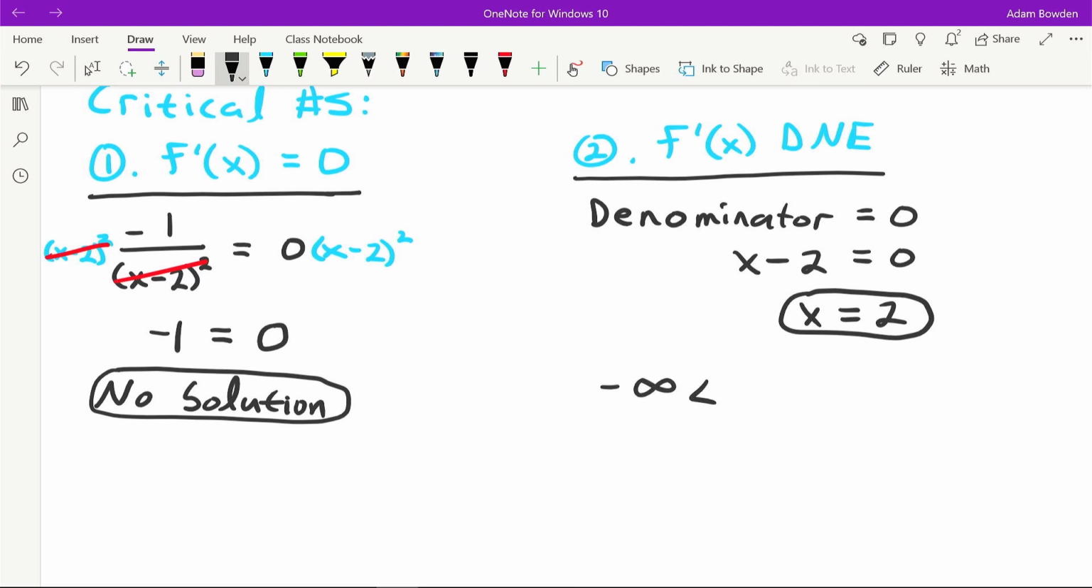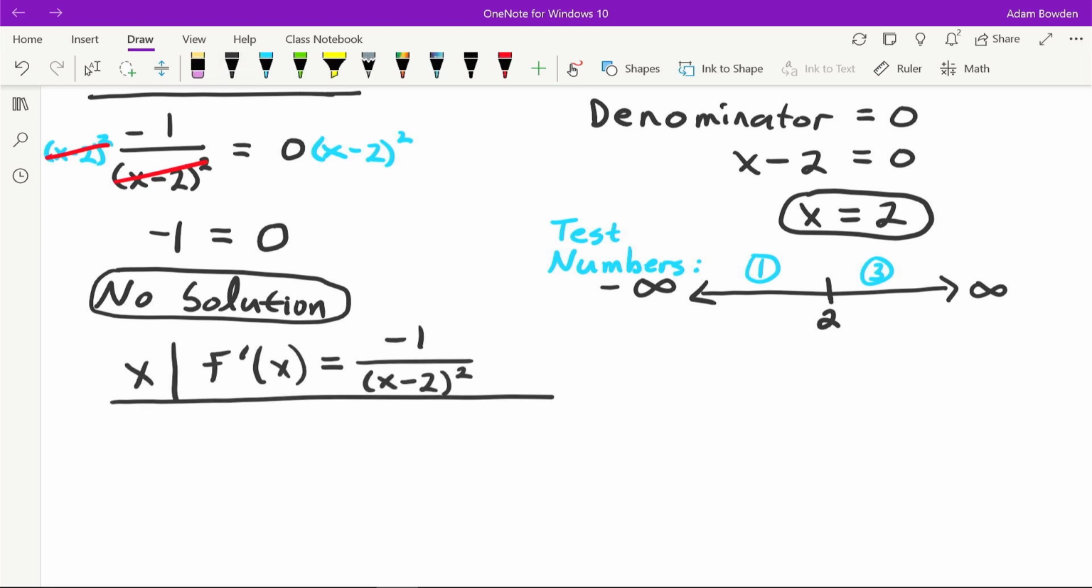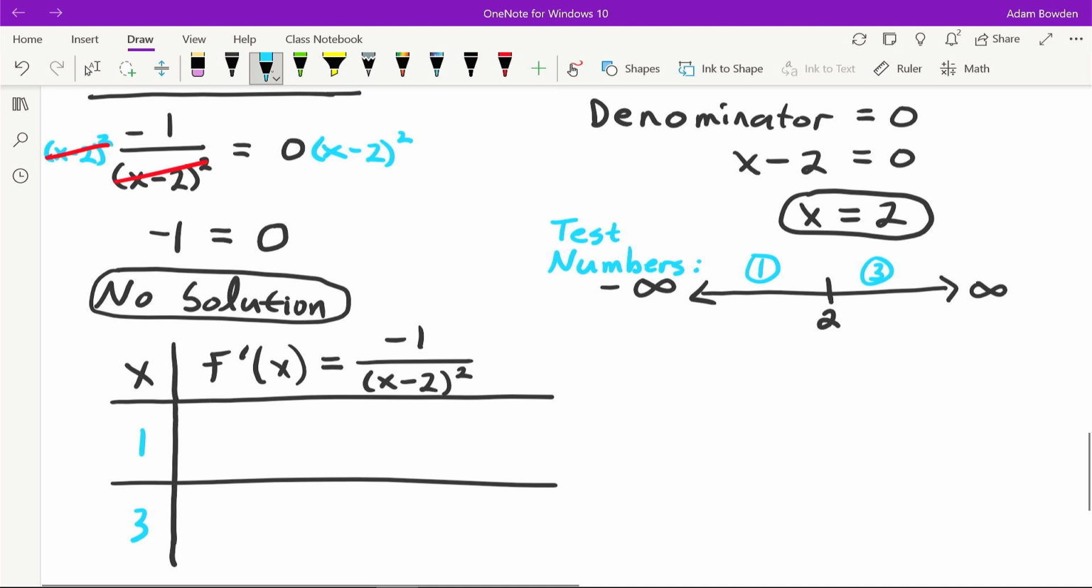What we do with that critical number is we consider the number line here. We put our critical number inside there and consider some test values on either side. I'm going to use the test values 1 and 3, but you can use different numbers. And we're going to plug those test numbers into the derivative and see what happens. What we're going to do now is plug our test numbers into the first derivative. So our test numbers of 1 and 3 get plugged in.